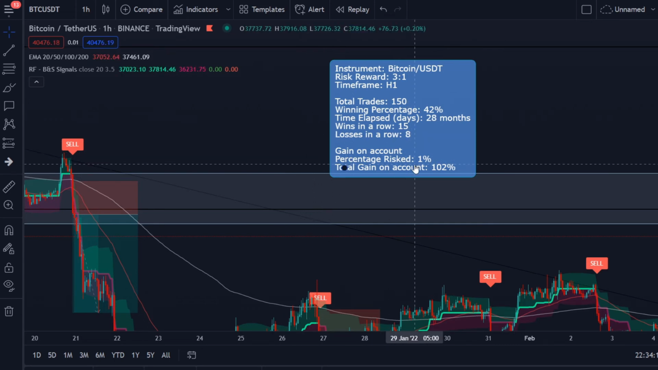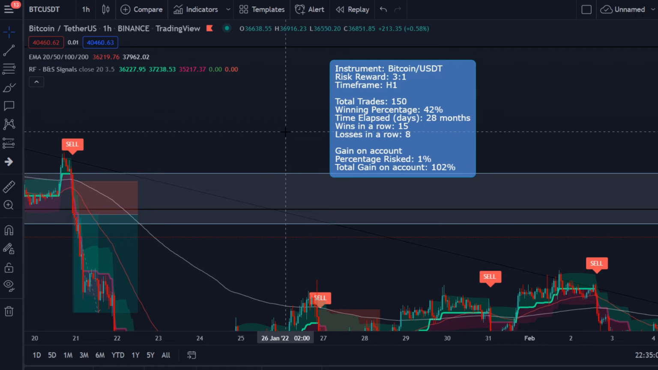And the gain on account, when we risk 1% for this trading strategy, our gain in total on the account is 102%, which is really good in my opinion. Even though it will take us over 2 years, you still doubled your account. So if you're trading a 10k account, after 2 years you would be trading a 20k account.